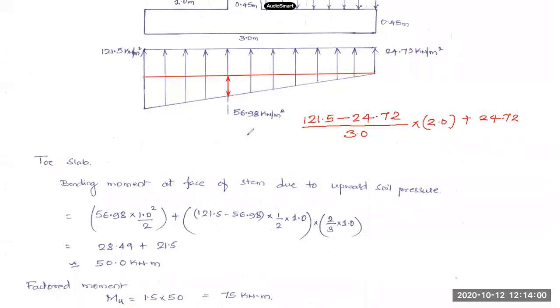It should come out to 89.24 kilonewton per meter square. Then this should be 89.24 and this will be again 89.24. So the value at any point, if you consider, the pressure intensity over here is 89.24. So how much does it come out?